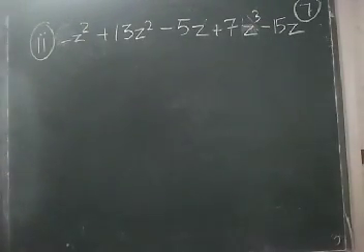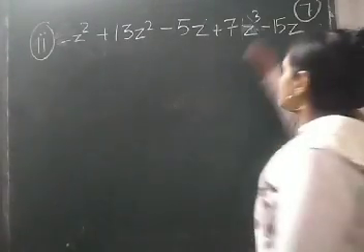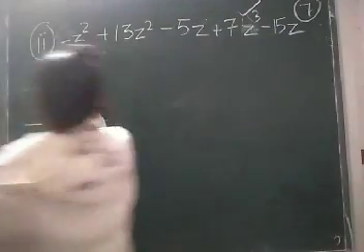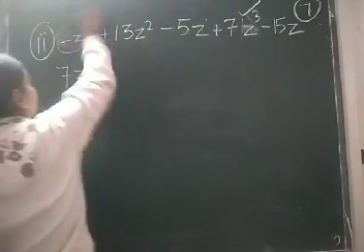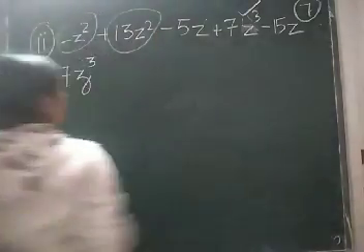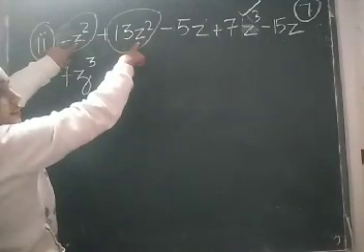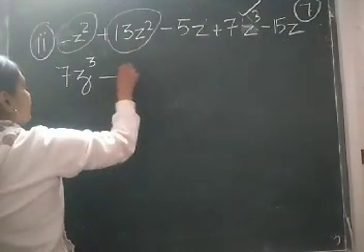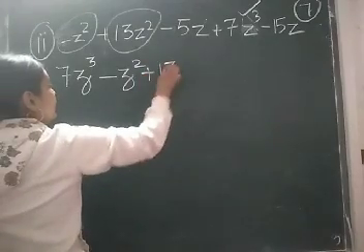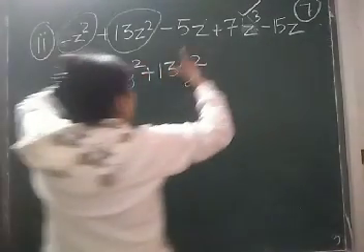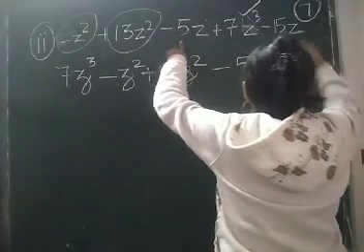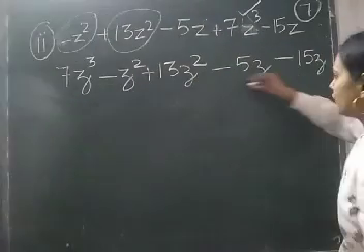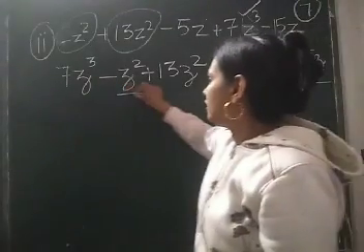I am not able to write this. Anyways, we are going to check the like terms first. So this is alone, 7z cube. Let's write it first: 7z cube. Now this term and this term are like terms. Why? Because z square and z square is present. So minus z square plus 13z square, and minus 5z minus 15z. These two terms are also like terms, so we are going to solve these two terms and these two terms.